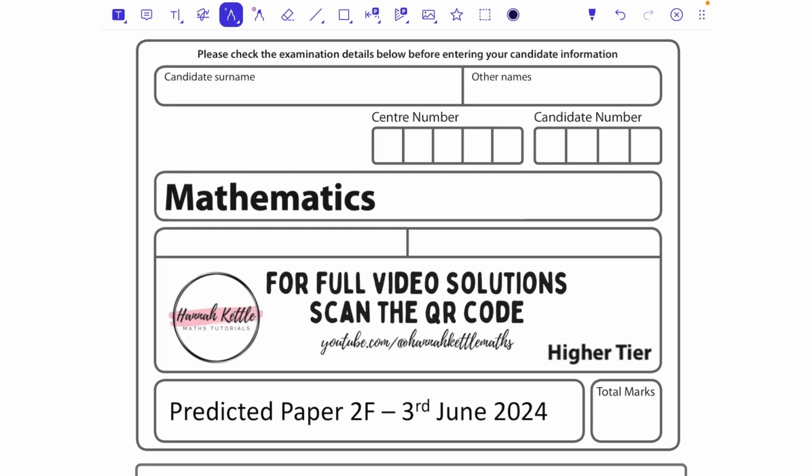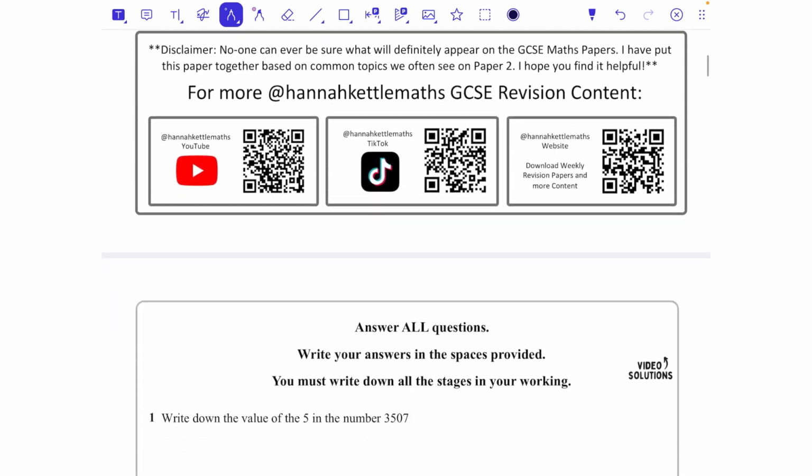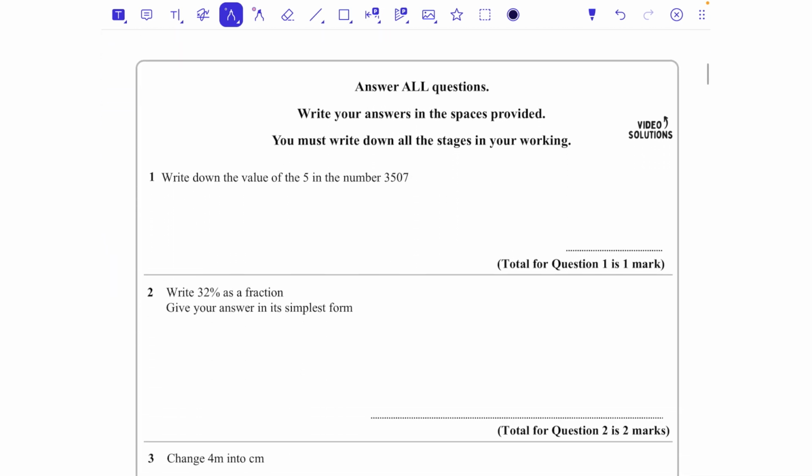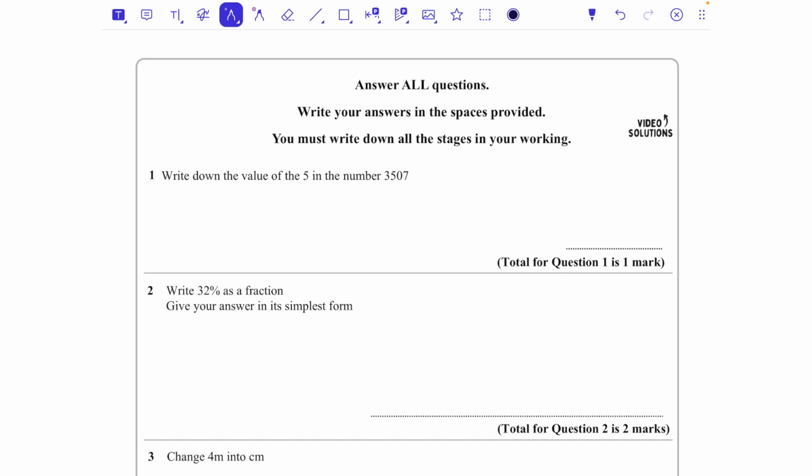So this is my predicted paper for paper 2 on the 3rd of June. This is the calculator paper for Edexcel Foundation. So hopefully you enjoy it. I've looked at all the topics that came up on paper 1 and used that to help me predict what I think will happen on paper 2.